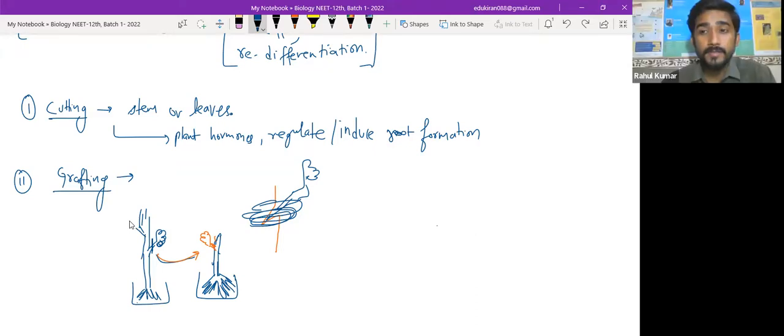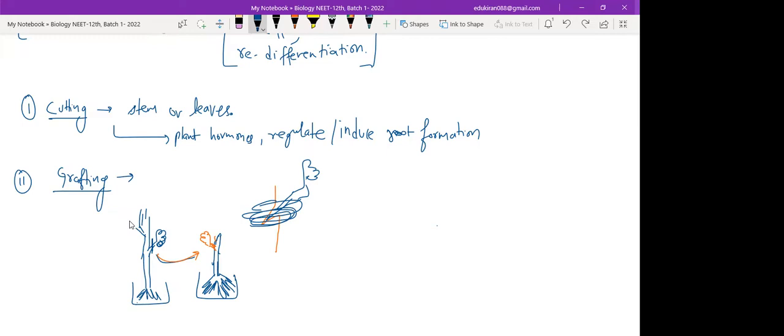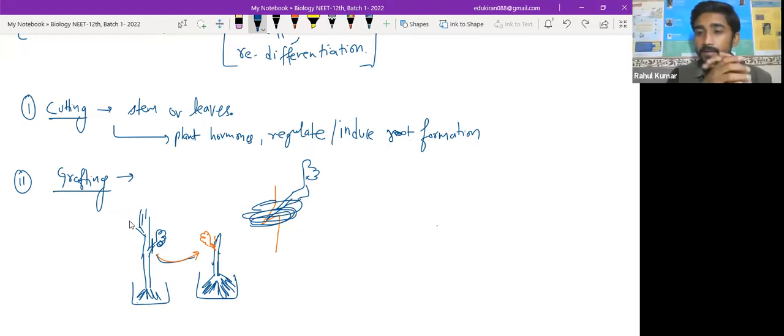Yes, it has both the systems, and also in cutting, the plant has to develop roots altogether from the beginning, right? It has stem and leaves, but it has to develop roots, correct? In grafting, the plant just has to accept the other plant and merge. Both the systems are already in place, a good root system and a good shoot system. So you do not have to develop something from the beginning, but you have to just make a good match, correct?